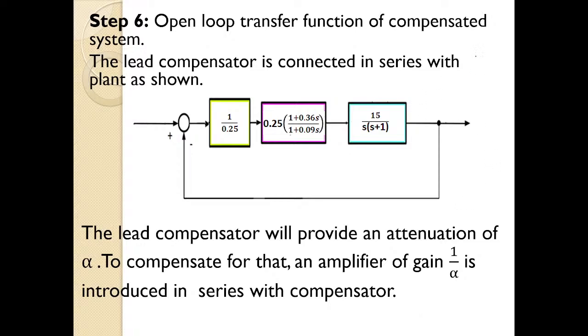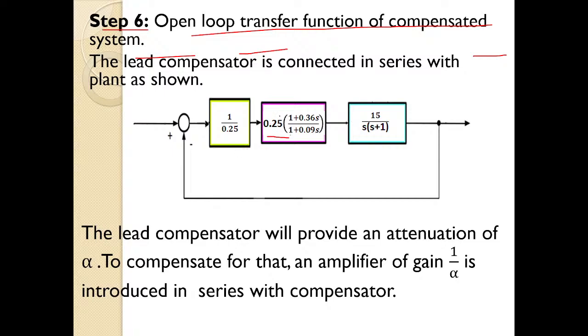Now, step number 6. Open loop transfer function of compensated system. So, what is our GC of S? It is 0.25 into 1 plus 0.36 S by 1 plus 0.09 S. So, what is our transfer function G of S? What is it? 15 by S into S plus 1.